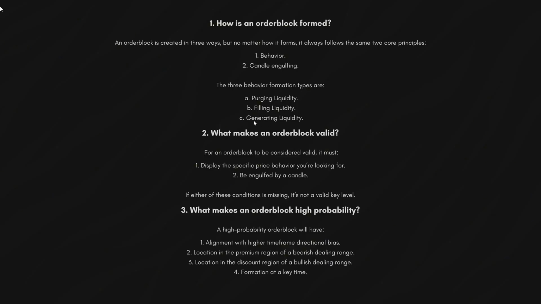And the third one is generating liquidity, which is basically when a candle generates liquidity in the form of a CRT, or a candle range, and then that candle range gets engulfed or purged. That also leads to the formation of an order block. These are the foundations. Now let's talk about the second question, which is what makes an order block valid?